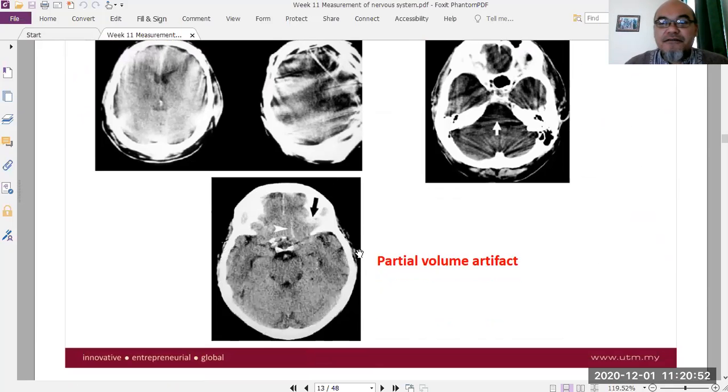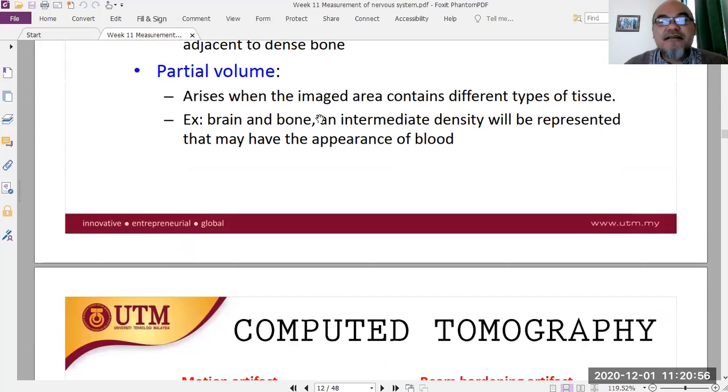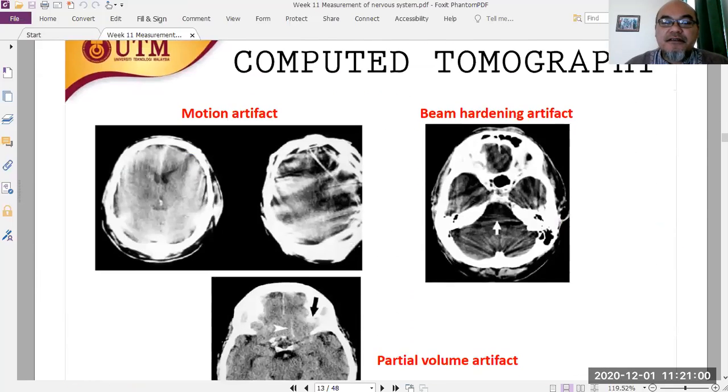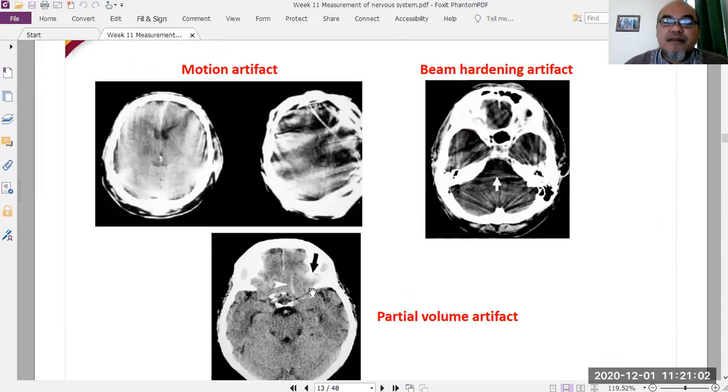Then partial volume artifacts, yeah, this is when the image area contains different types of tissue, not only the bone, but also the brain, blood vessels, etc.